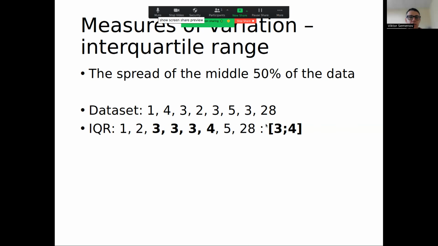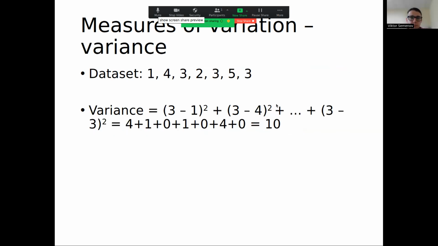Yes, so in our case, you need to put away the head and the tail of the data row, leaving only the core, and the smallest number in this core will be the lowest border of the interquartile range, and the highest value will make the highest border of the interquartile range. So in this case, the interquartile range will be 3 and 4 with the median of 3. So this is how non-parametrically distributed data are described.